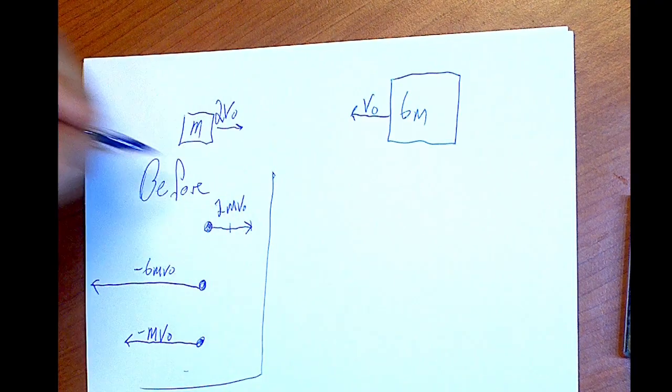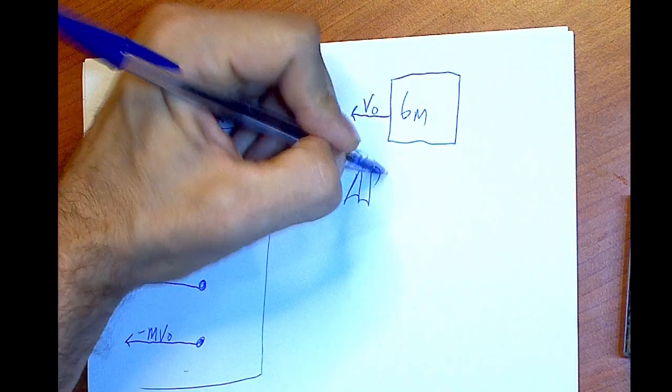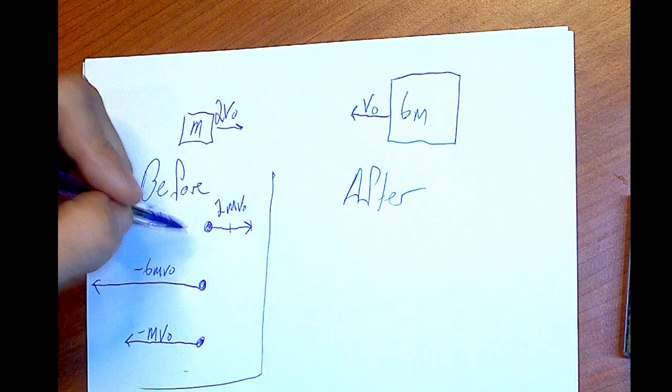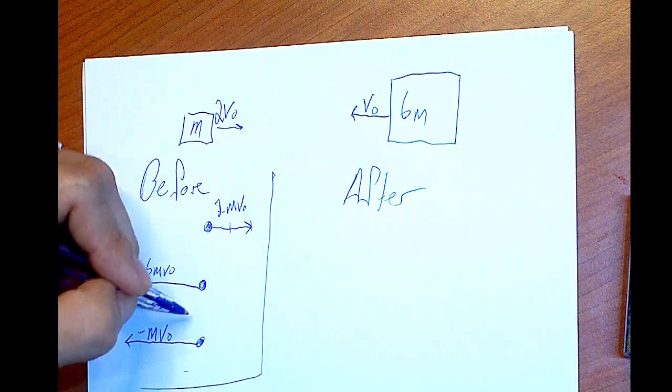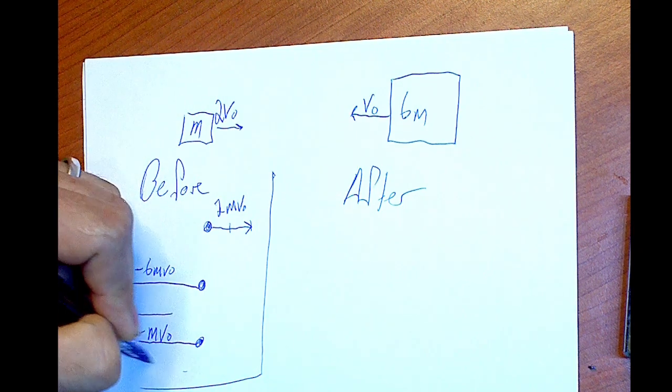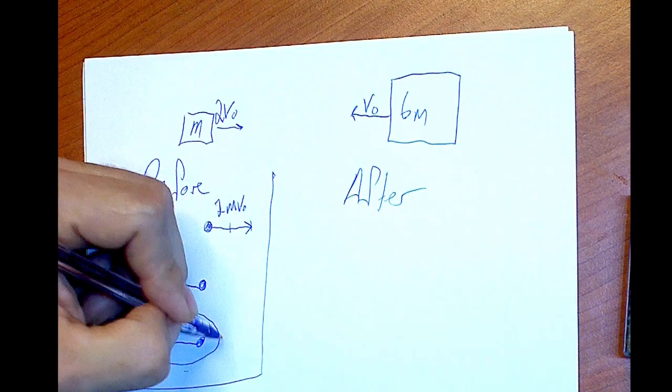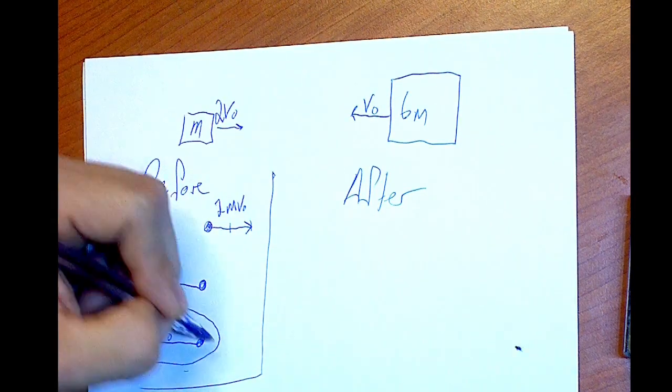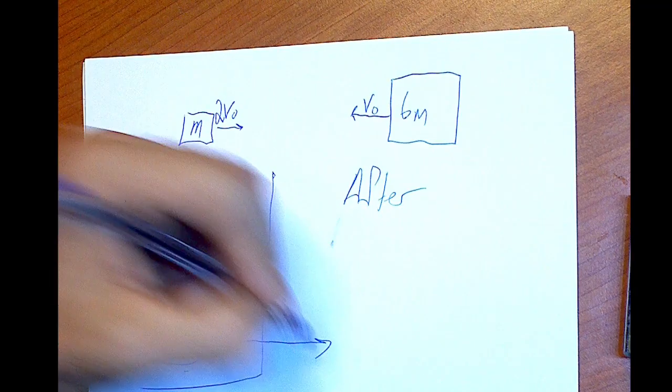And so if we're going to look after, we recognize that it's going to be the same as before. The momentum is conserved. So whatever the momentum of the system is before the collision is going to be the momentum after.